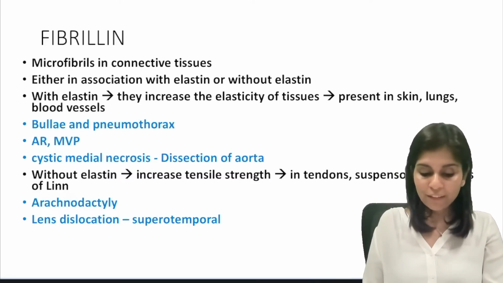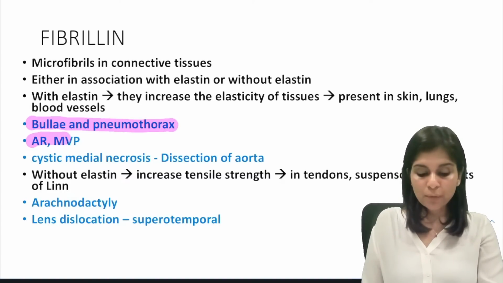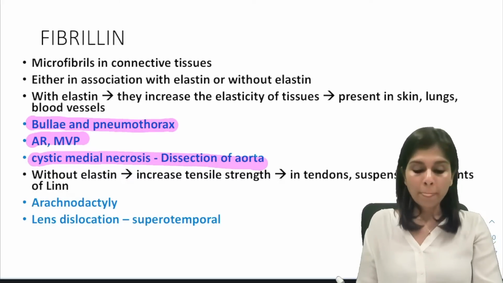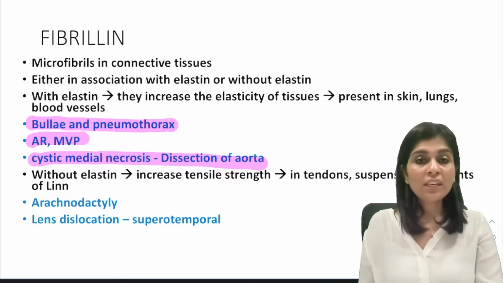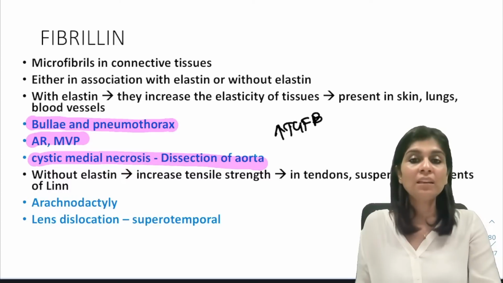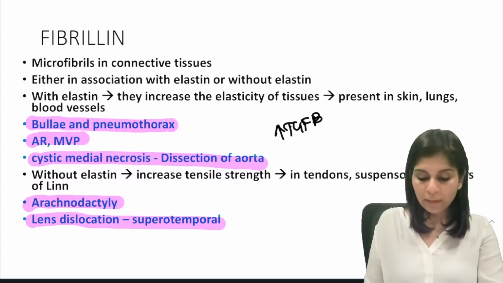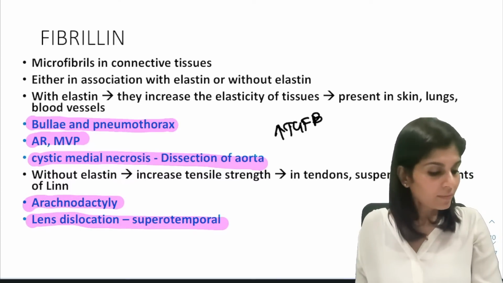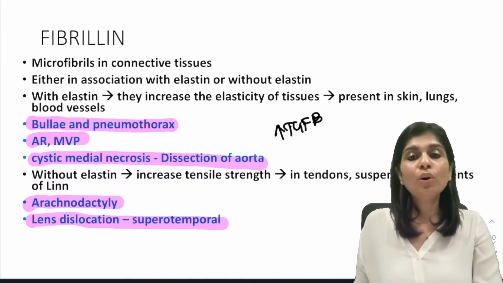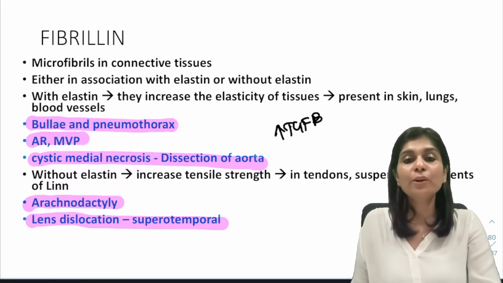Okay. So what are the manifestations of Marfan syndrome? Marfan syndrome will present with bullae and pneumothorax. It presents with aortic regurgitation, mitral valve prolapse. It presents with dissection of the aorta. Can you tell me the major reason for aortic dissection? It is because there is an increase in TGF-beta levels which causes cystic medial necrosis. It also causes arachnodactyly and superotemporal dislocation of the lens. Okay. And this is why we give beta blockers and losartan, to avoid progression of the disorder and to avoid a person presenting with aortic dissection.